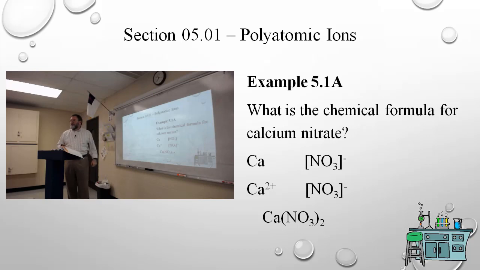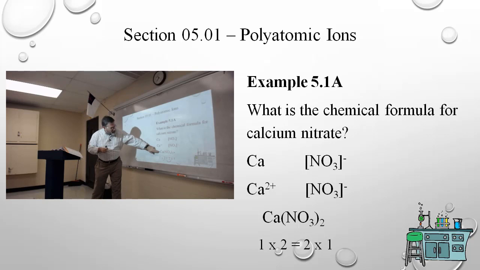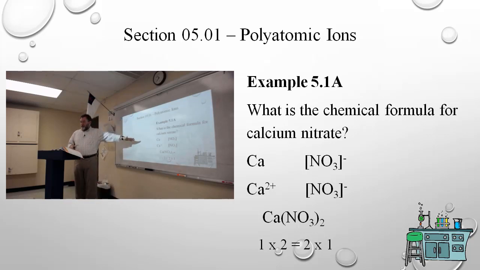Calcium nitrate, Ca(NO3)2. And checking it the same way we did before, I have one calcium ion with a +2 charge, and that should balance out 2 nitrate ions, each with a -1 charge. And do they? 1 times 2 equals 2 times 1. Is that true? If that's true, then the formula is correct.